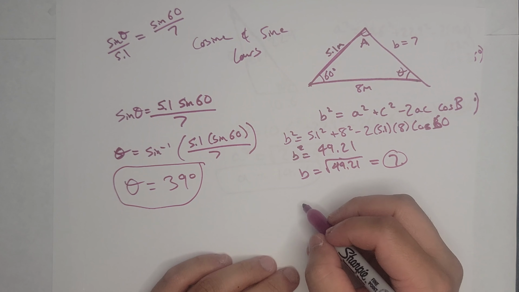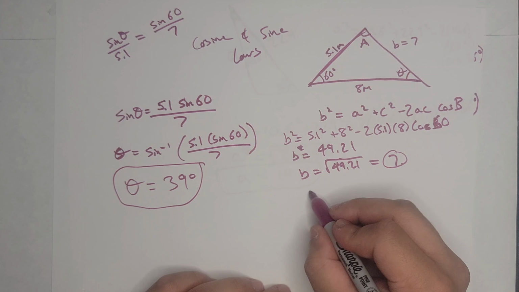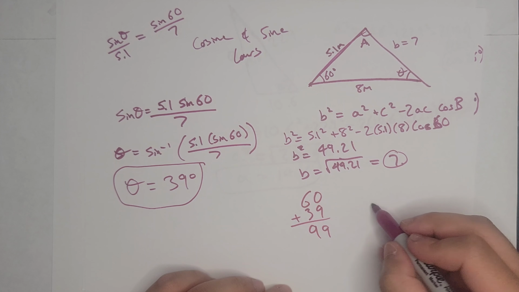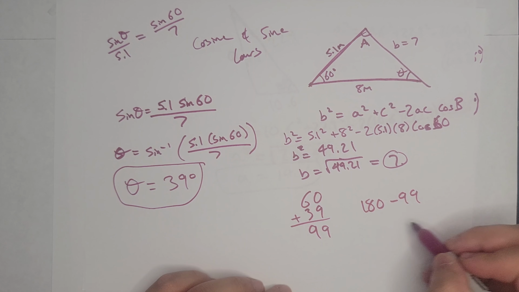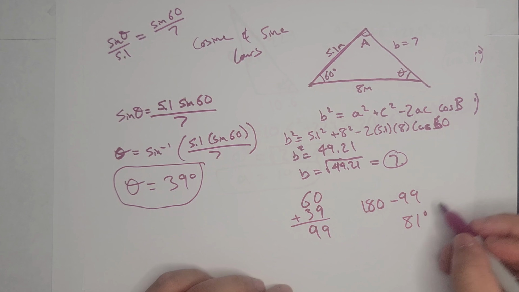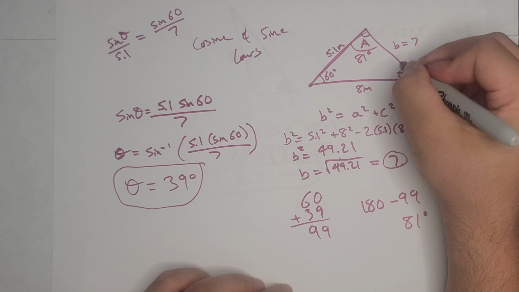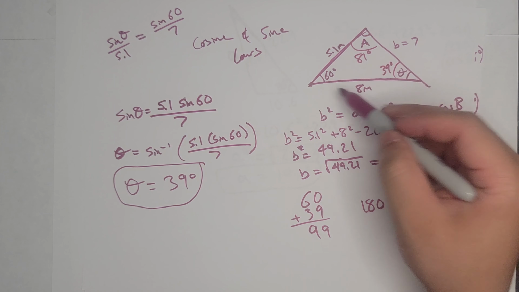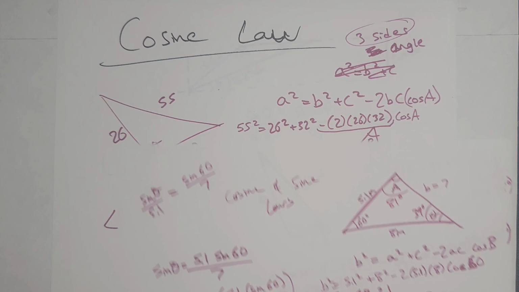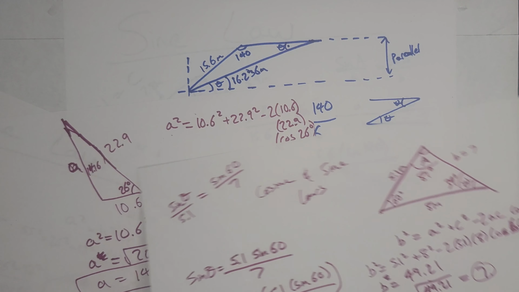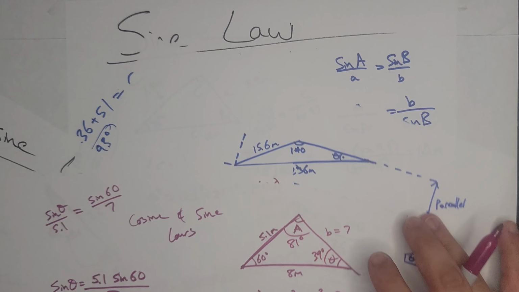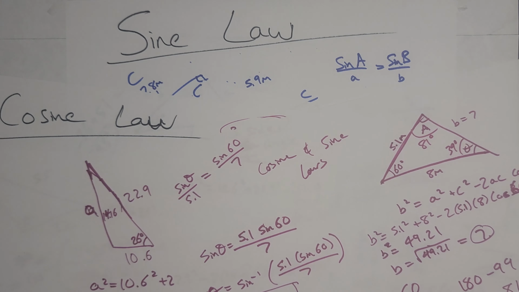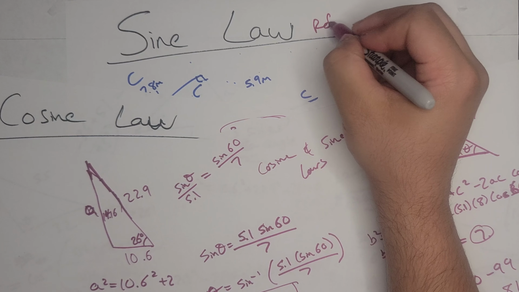And there you have it. And you could even add this to 60. 180 minus 99 should give you 81 degrees. That's going to be this, using the logic that the angles will add up to 180. So yeah, that has been cosine law and everything, the sine law. Just a refresher.